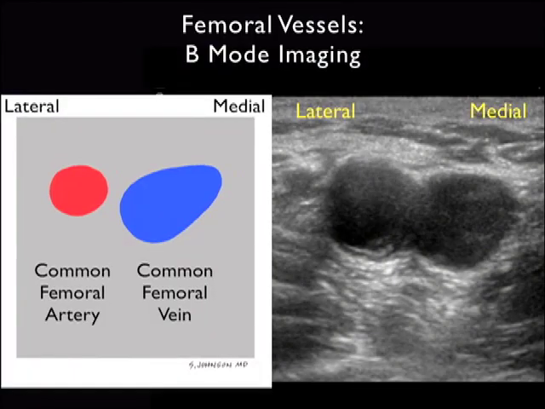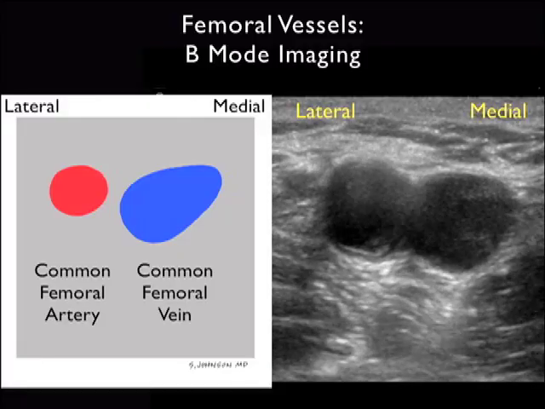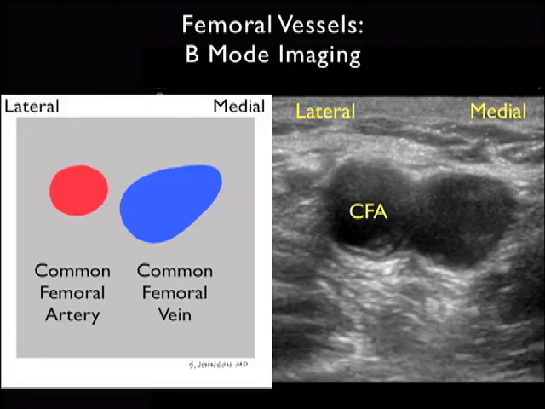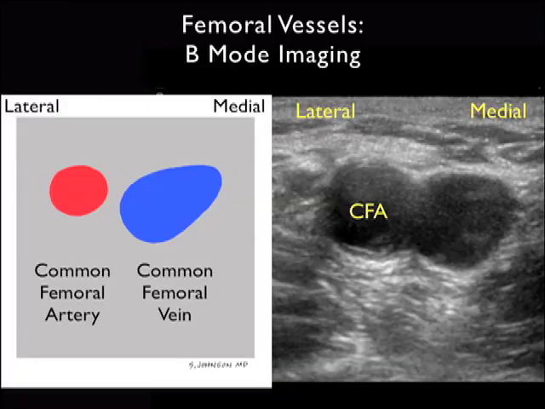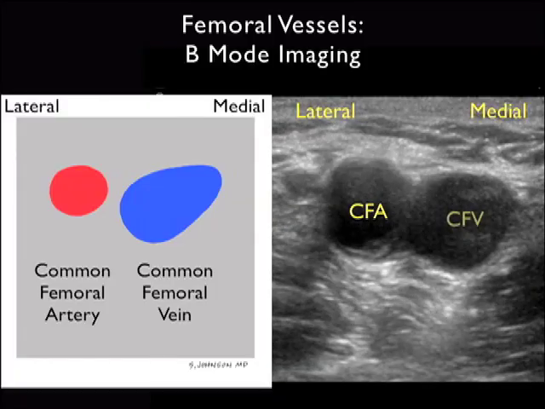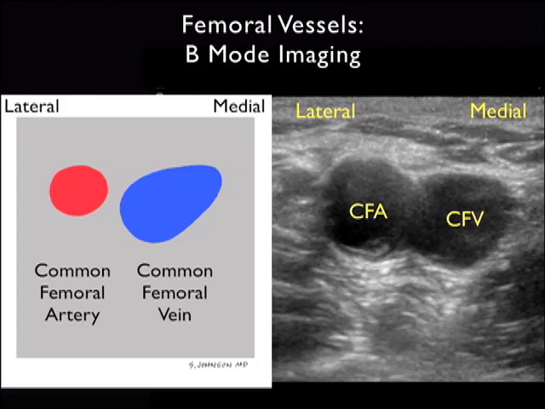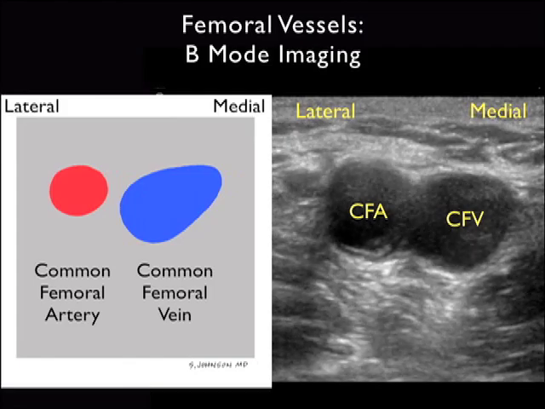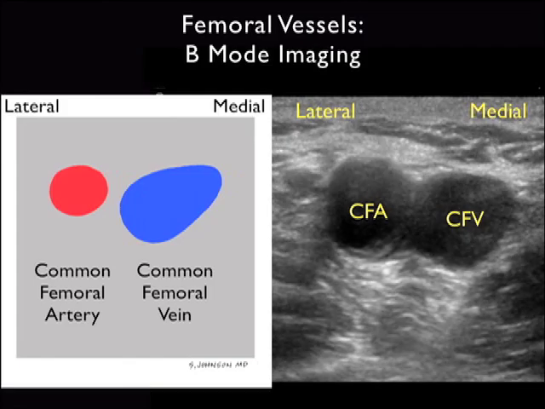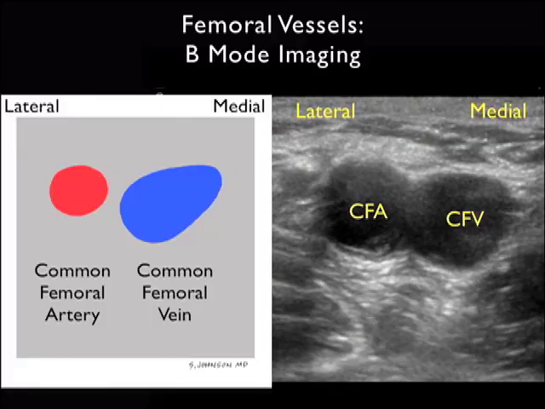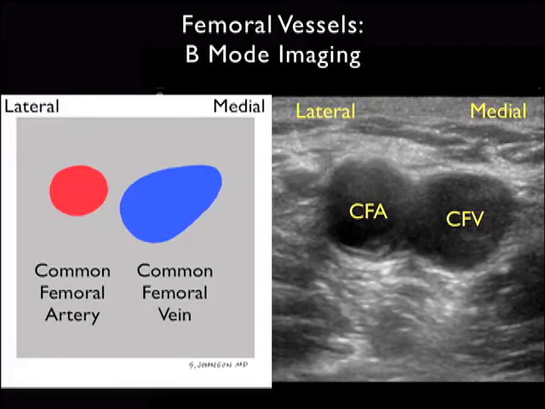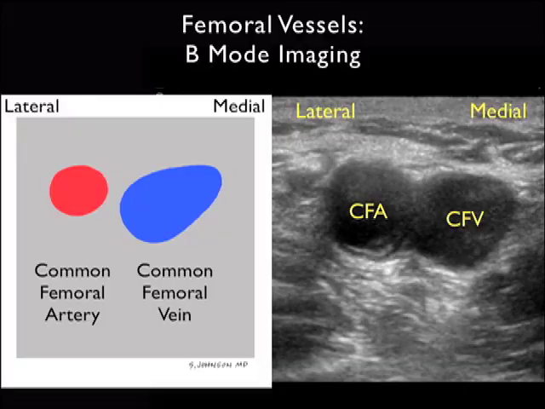While it's very nice to have color flow Doppler to differentiate the common femoral artery from the common femoral vein, we can also discern the two using grayscale or B-mode sonography, as shown in the video clip here to the right. Here we note the common femoral artery to the left or lateral to the common femoral vein as shown medially. Notice that the common femoral artery has more hypertrophic walls and also pulsatile flow within it, differentiating it from the common femoral vein as seen medially.